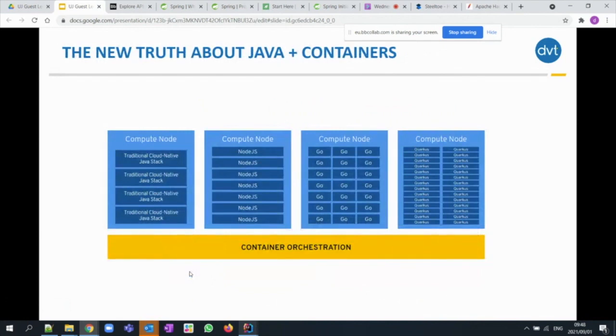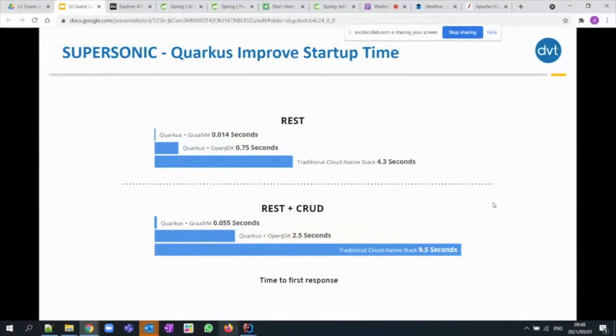So the new truth is, regardless of what kind of container orchestrator you have, like Kubernetes or anything else, other programming languages like Go and Node.js used to let you scale very quickly and have an insane number of instances. Traditionally, the Java stack was very difficult to do so, but with Quarkus now, on one same compute node, you can have many instances of your services up and running simultaneously, utilizing fewer resources, spawning up quickly, and running fast. And this is where you see the startup time difference.